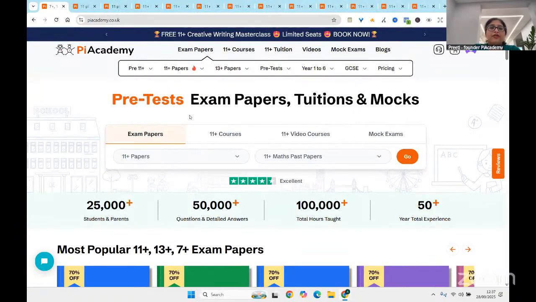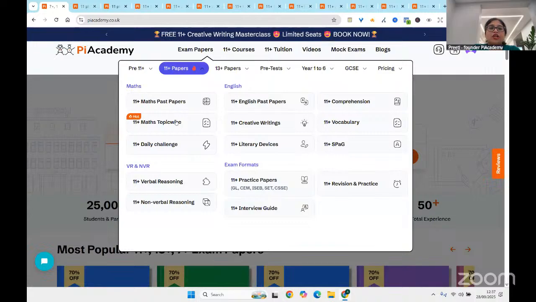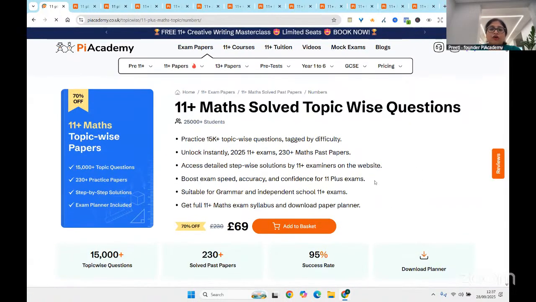our website, which is piacademy.co.uk. All the papers you can find here under 11 plus papers. So you can hover on 11 plus papers, and you will see there is 11 plus maths topic wise. I will open this in front of you so you can see what topics are covered under this. So first of all, you can see here we have 11 plus math solved topic wise questions.